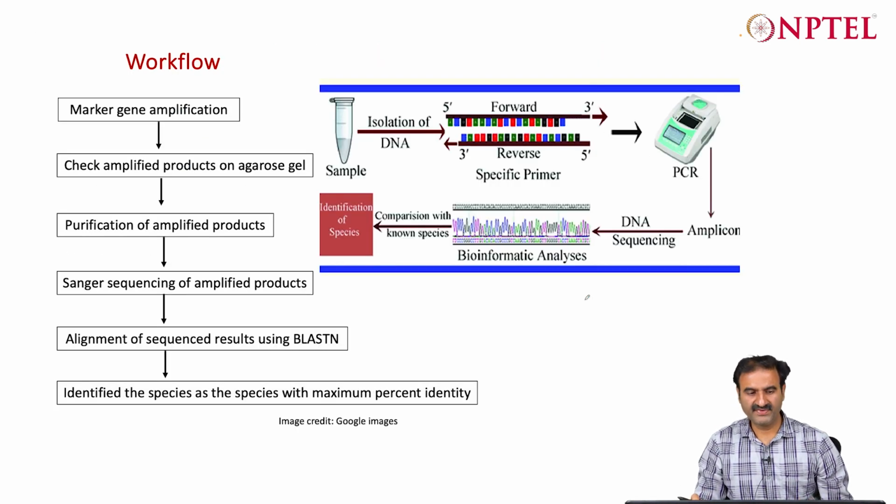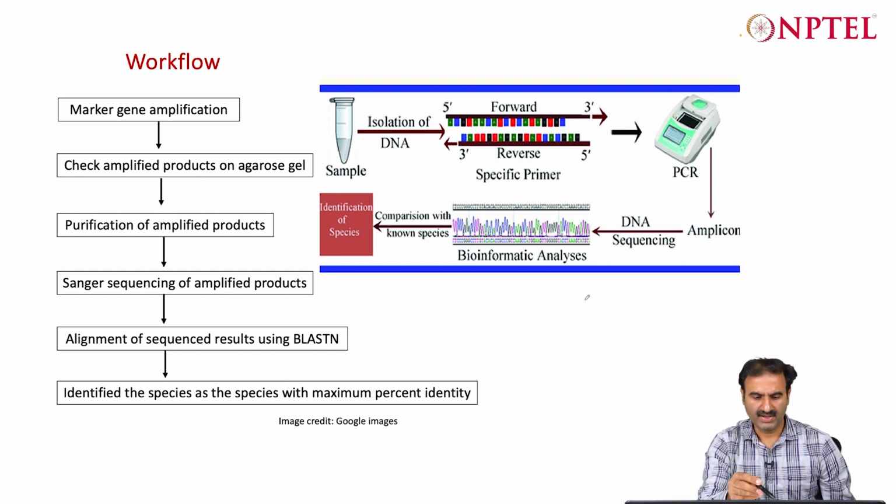So after marker gene amplification, you have to do the various molecular biology steps, like checking the amplified products on an agarose gel and purification of the product. Or you can simply give the DNA, and this purification can also be done at the sequencing team's end. The Sanger sequencing is done with the primers: isolation of DNA, forward and reverse primers, PCR amplification, followed by DNA sequencing.